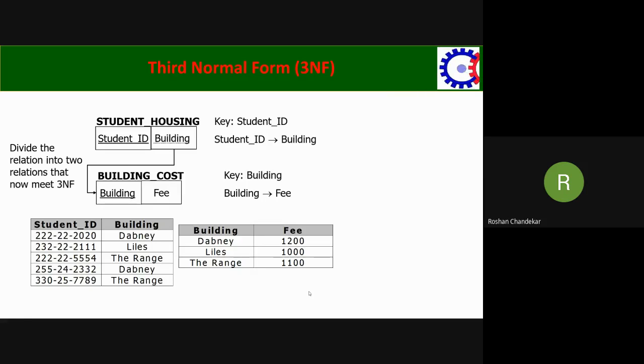So in the relation of building and fees, we cannot include repeats because fees is common to all. Sorry, Dabney's fee is 1200. It repeats 10 times, but the fee is the same. So the building can be related in one way. That is how we can convert the table into third normal form.